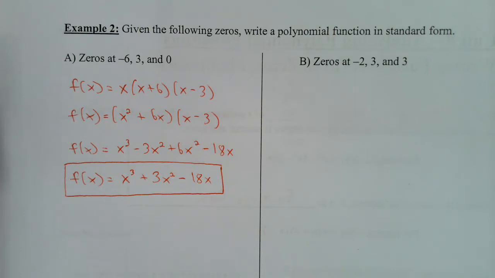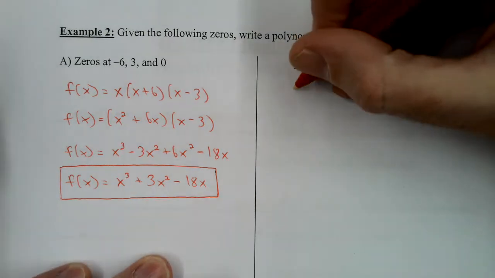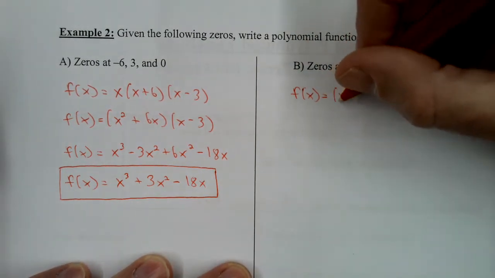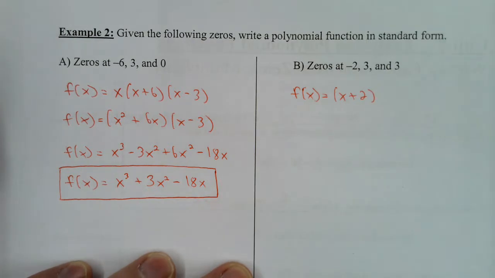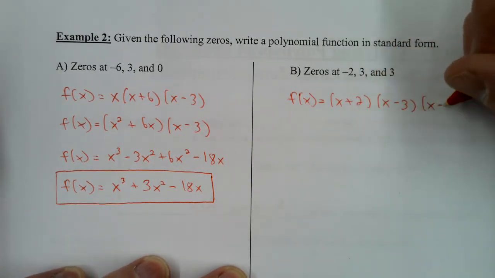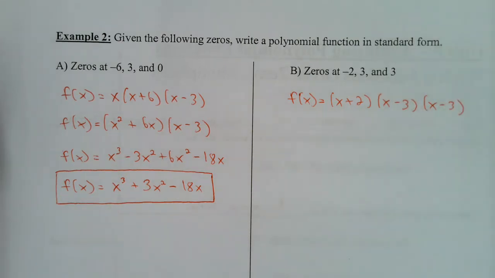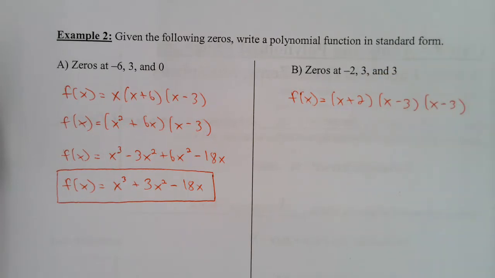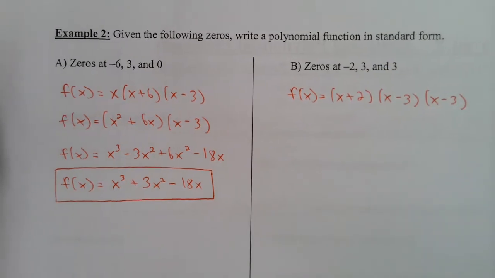Okay, so here we go. First of all, let's write it in factored form. x plus 2, because the 0 is at negative 2, and then times x minus 3, and then times x minus 3 again, because it's a 0 twice. 3 and 3. Yes, you have to put it twice. You'll see why after.